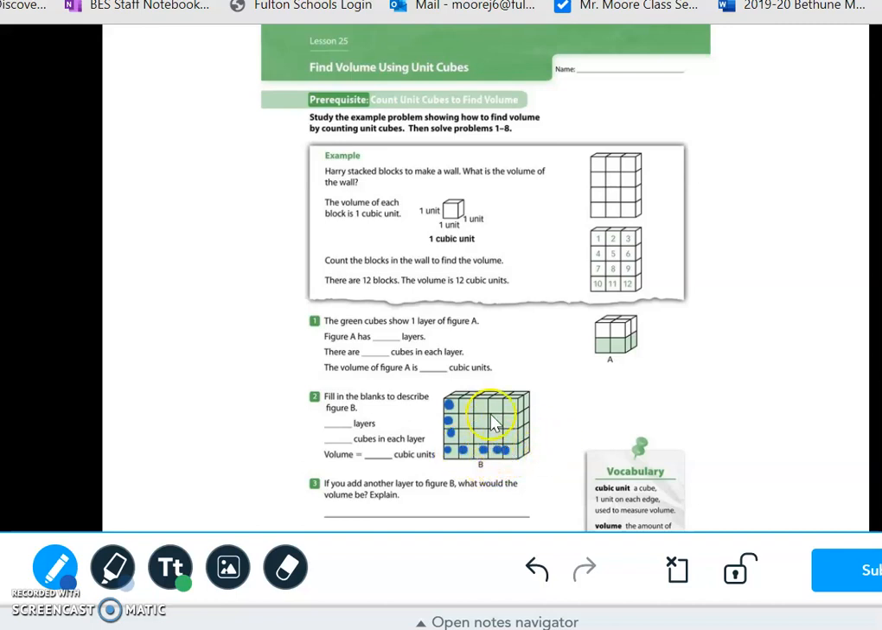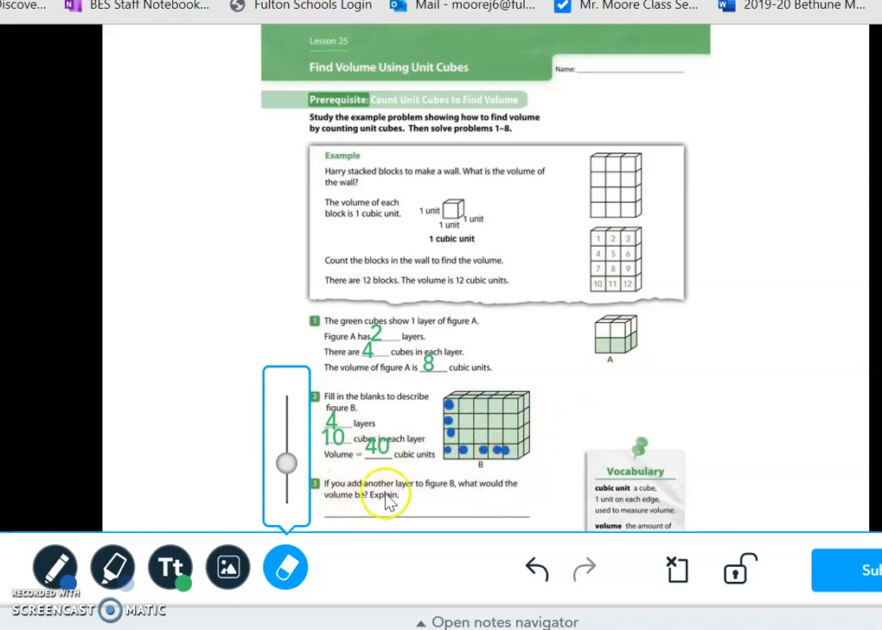We have 10 times our height. How many layers do we have? 1, 2, 3, 4. So that's 10 times our 4, which would give us 40. Let's go ahead and pause and answer that. So again, we answered 1. We saw we had 8 cubic units here. For 2, we saw we had 40 of our cubic units here.